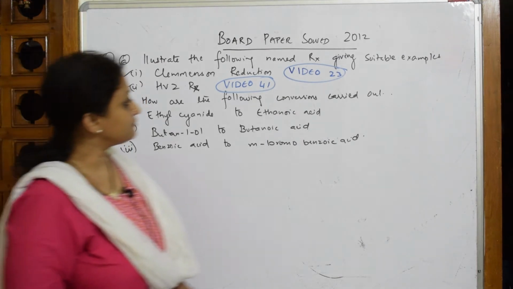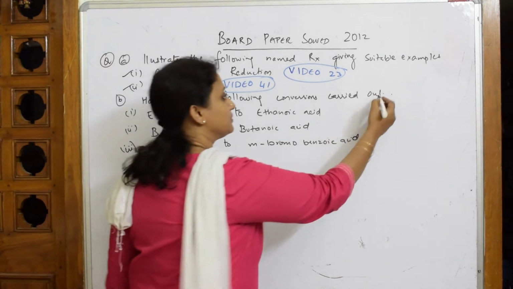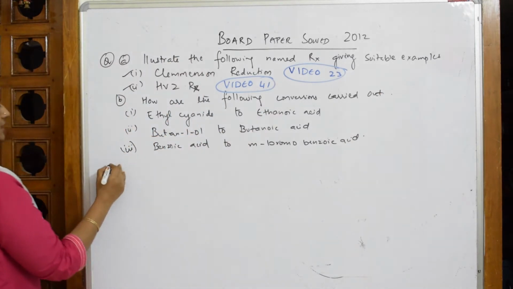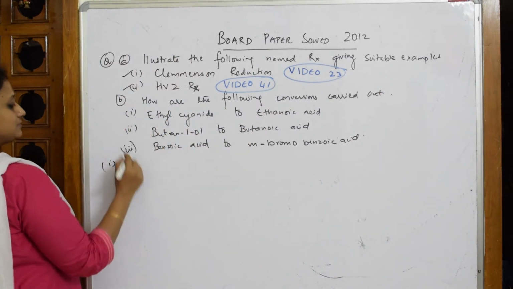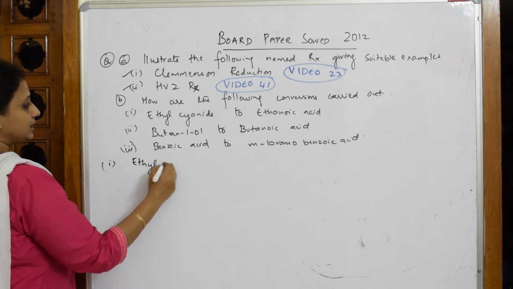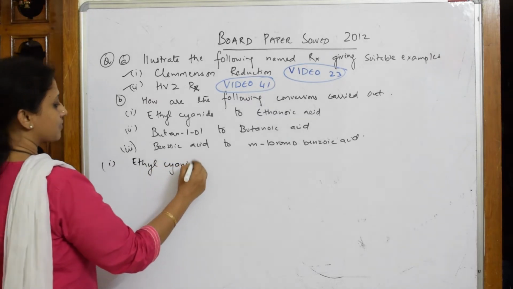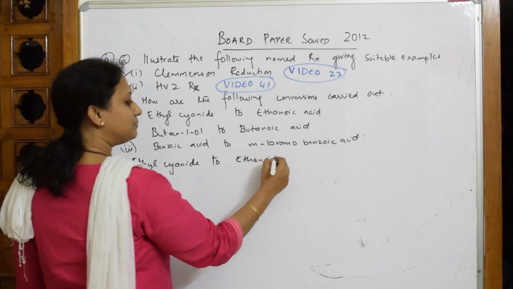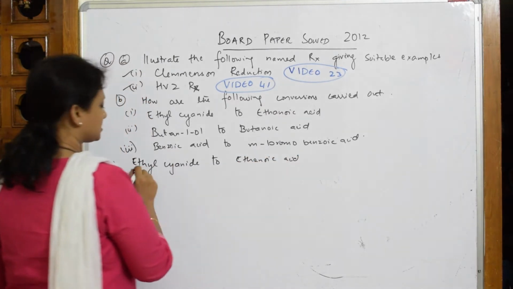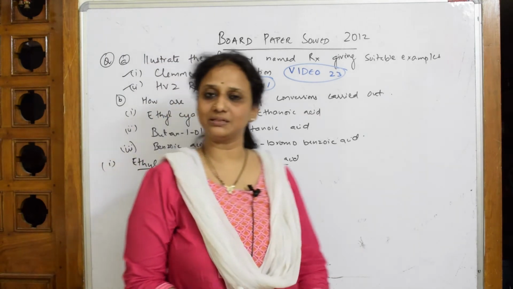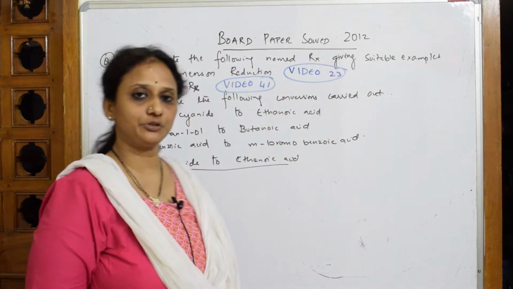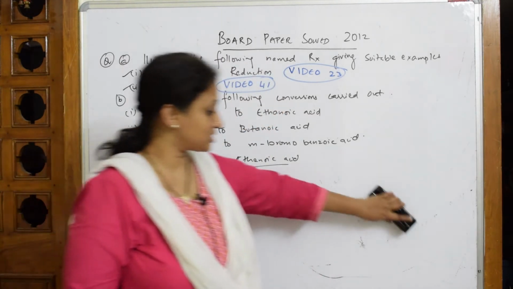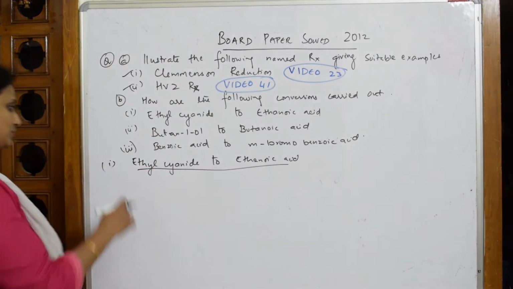How are the following conversions carried out? Right, one more conversion question. What do they give us? Let me know the first one. I have to convert ethyl cyanide to ethanoic acid. There are many ways to convert. You can convert this in different methods, but I felt this is the easiest method for you all because we've already done reactions with ammonia. So let us do that process.